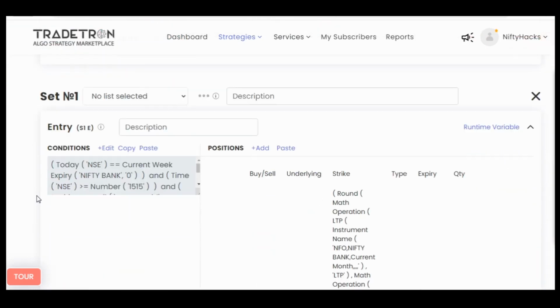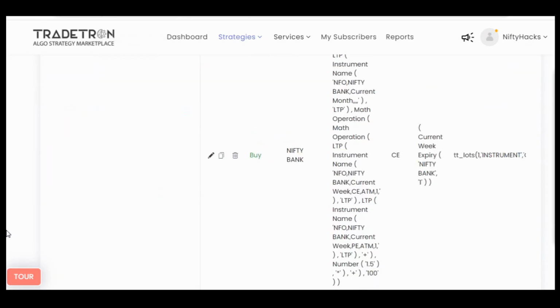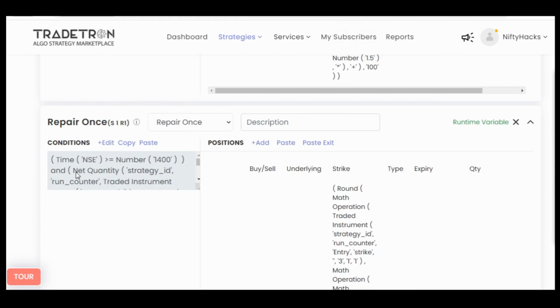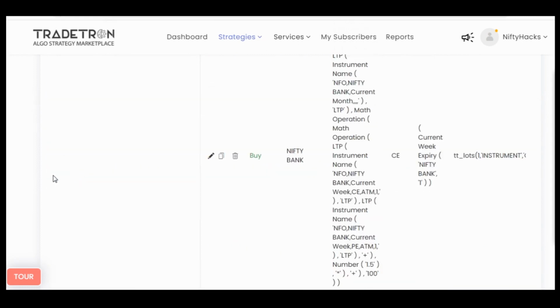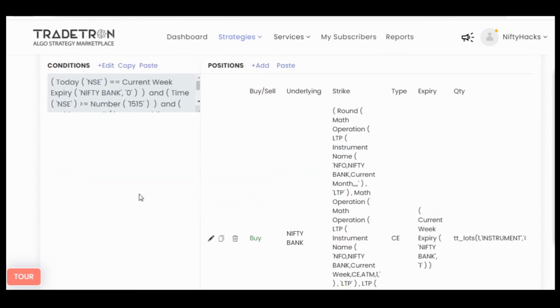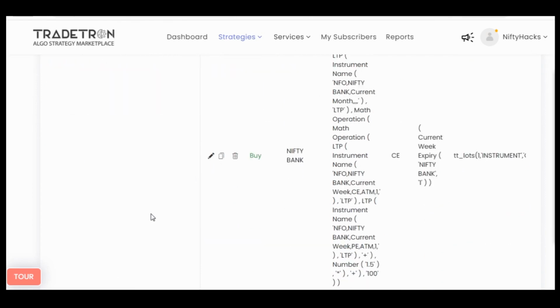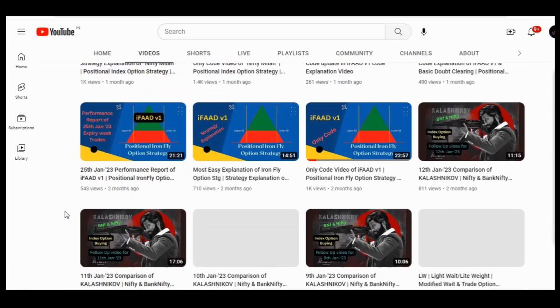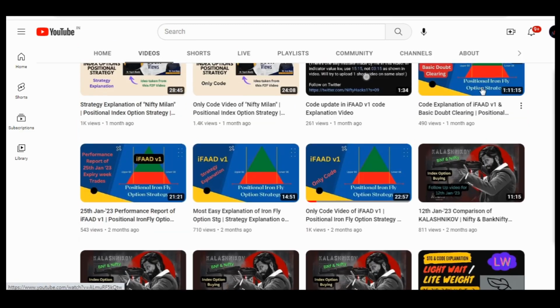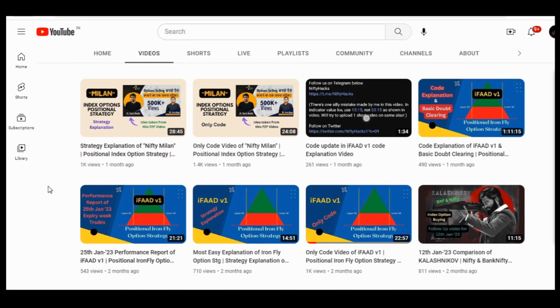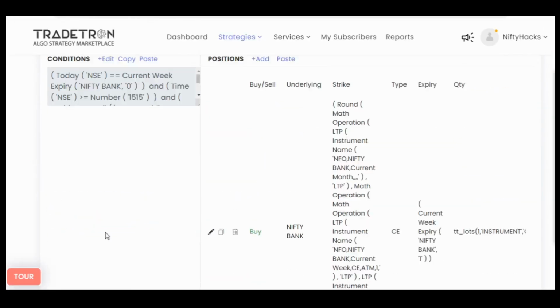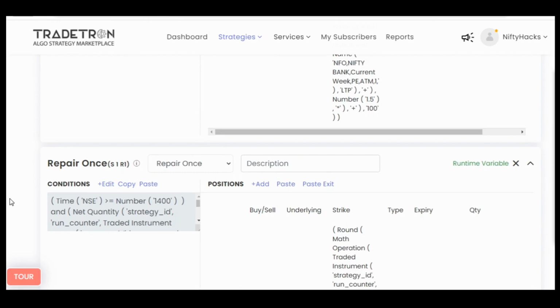So I hope you guys have already gone through the strategy explanation and only code video, and you have already watched the iFAAD version 1 code explanation and strategy explanation also, right? Because this hedging part and this first adjustment, which is to bring the hedges at break even, are the same in iFAAD version 1 as well as iFAAD version 2. So I would suggest you guys go through the iFAAD version 1 video first to understand this concept. On the NiftyHacks YouTube channel you can find the iFAAD version 1 videos, code explanation, strategy explanation and all that. So please go through them to understand this set 1 and repair 1 RO1.